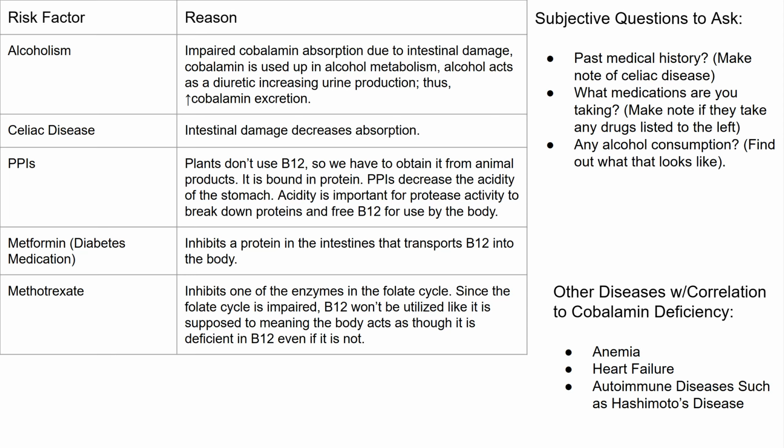Subjective questions to ask would be about past medical history, and you should make note of celiac disease. Ask them what medications they're taking. Make note of PPIs, metformin, or methotrexate. Ask about any alcohol consumption, and of course, find out what that looks like. Diseases that individuals can be at greater risk for with B12 deficiency are anemia, heart failure, and autoimmune diseases such as Hashimoto's disease.